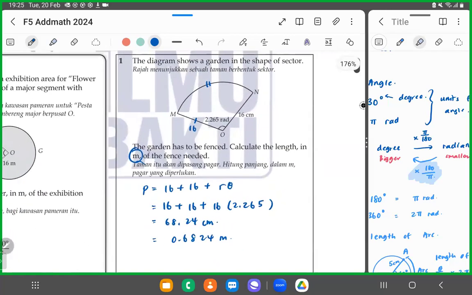I suspect this one gives the wrong units. The garden wouldn't be that small, in cm. Okay, but doesn't matter. Doesn't matter.